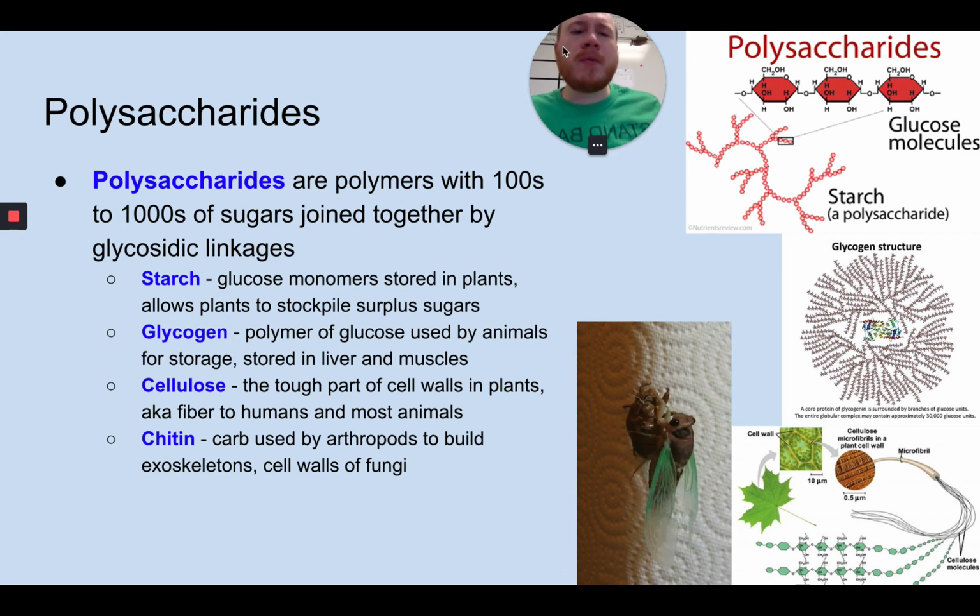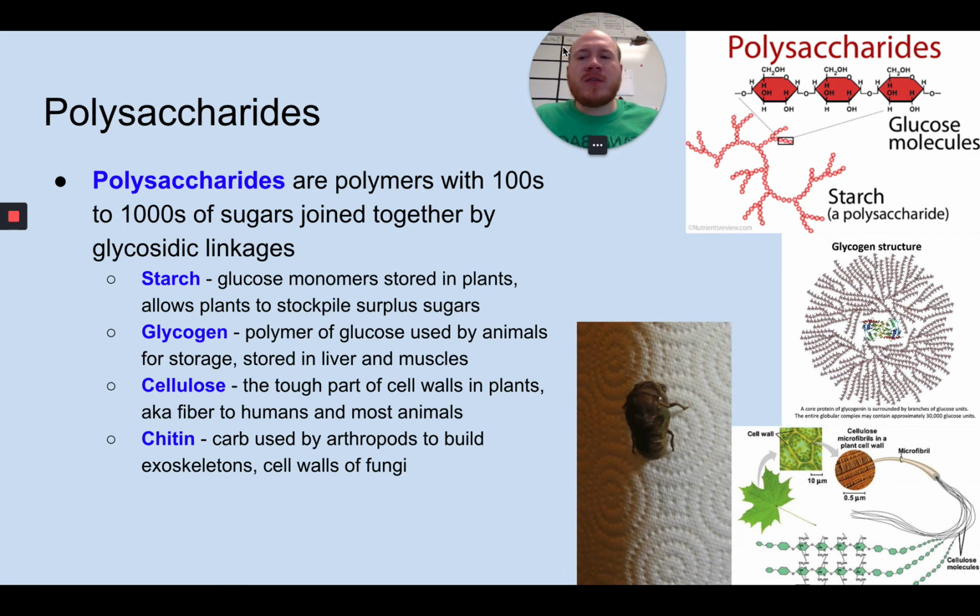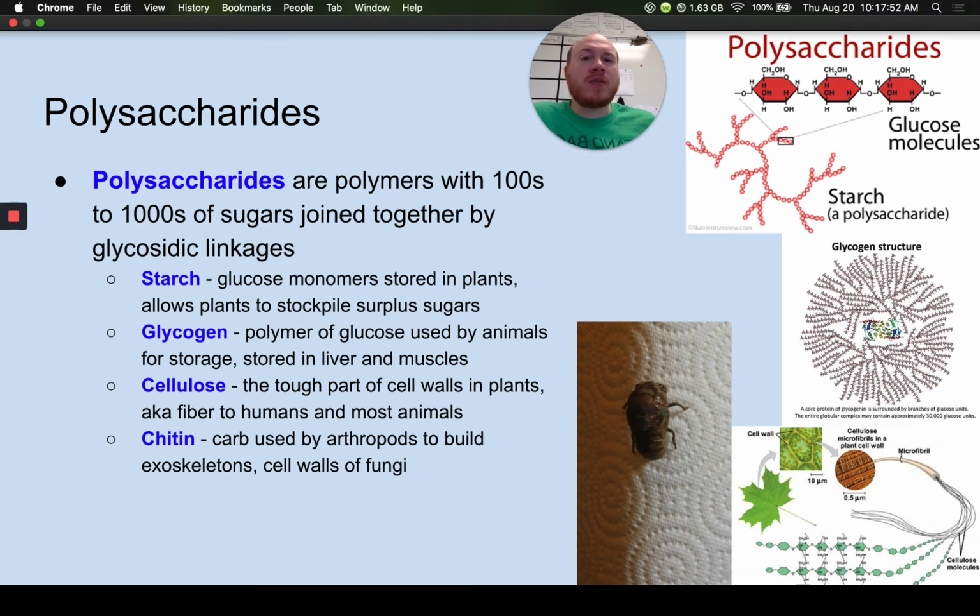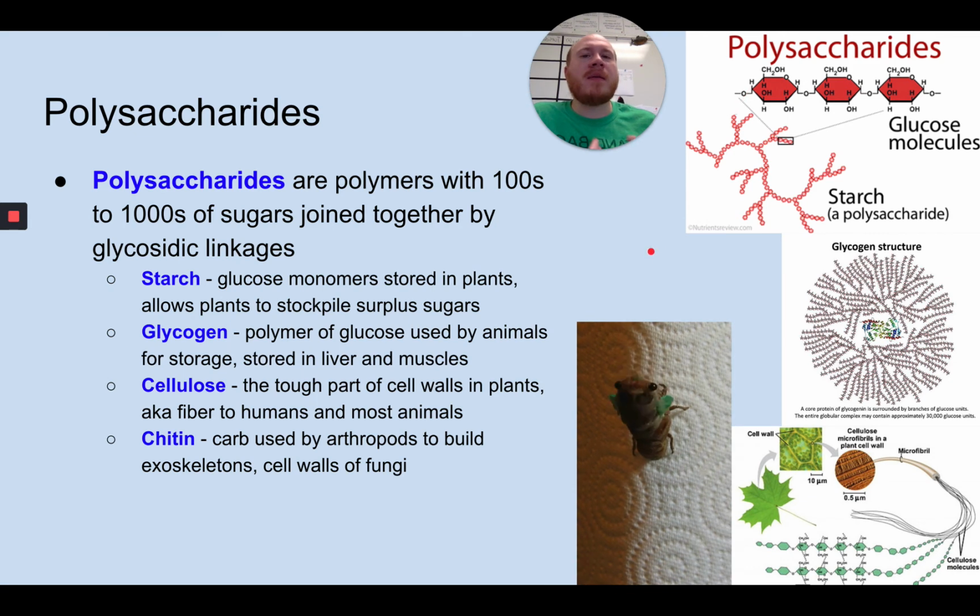So some examples would be like starch. Starch is glucose monomers stored in plants, and it allows the plants to stockpile surplus sugar. Plants go through photosynthesis, and they make lots of sugars, and they don't need all of them right away. So they'll generally store them in places and create starch. An example of a starchy plant product is a potato. Potatoes are full of starches because the potato plants don't need all of their starches, so they store them in their roots for later use.